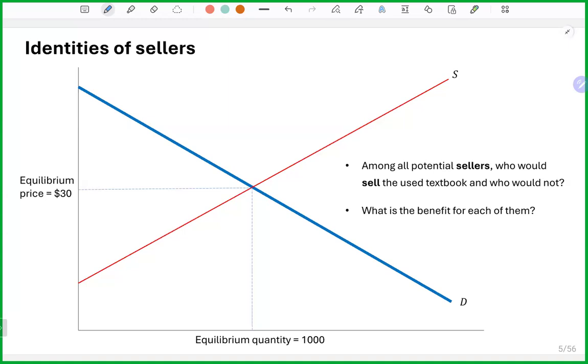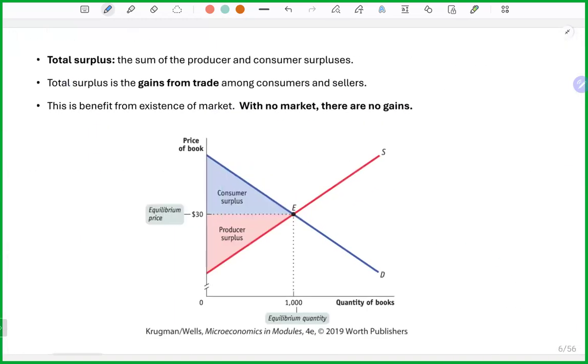It ensures that those whose valuation is high buy the book, and those whose valuation is low don't buy the book. So there is a division of buyers and non-buyers, and a division of sellers and non-sellers, made according to their valuation and cost. That's why it is efficient. It's efficient in the sense that the total surplus is maximized: the total consumer surplus plus total producer surplus is maximized.